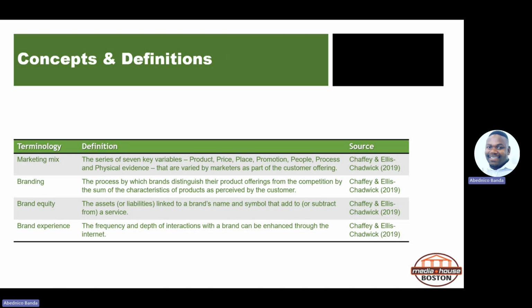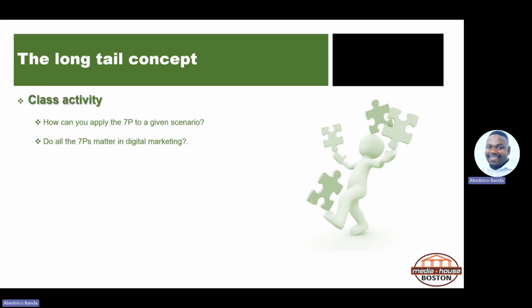So you need to understand the marketing mix and how it is going to fit in within a given scenario. So how can you apply the 7Ps to a given scenario? This sounds as easy as possible, but it is not easy.